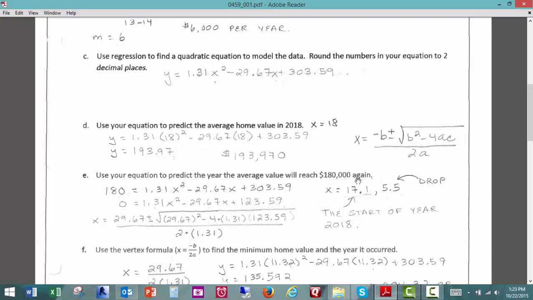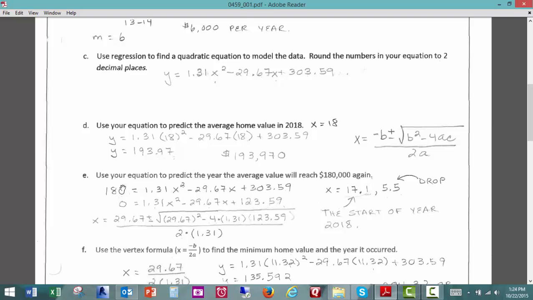On E, use your equation to predict when the average value will reach $180,000 again. Now this one's different. This is not an X substitution. This is a Y substitution. $180,000, but notice what you have to do right over here. I can't put 180,000 because the thousands is already understood. So I have to just put 180. So I have 180 is equal to all of that stuff.